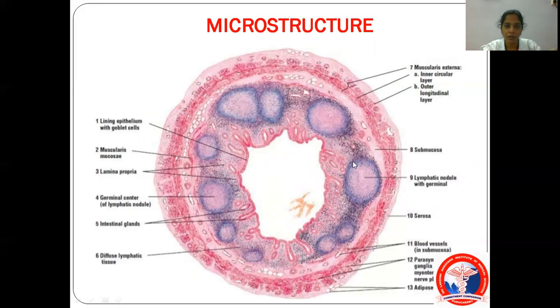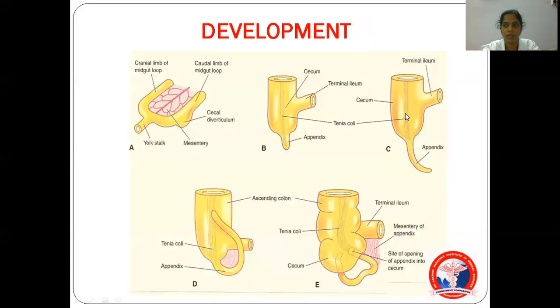Now coming to the microstructure of the appendix. You know the layers of the GIT. We have mucosa, submucosa, muscularis externa, and serosa. Here you can see mucosa, submucosa, muscularis externa, and serosa. In the mucosa and submucosa, you can see aggregation of lymph nodes. Lymphatic aggregations will be there. Lymphocytes and everything will be aggregated, so lymph nodules will be there. By seeing the lymph nodules, you can identify the appendix. So these are the 4 layers of the appendix.